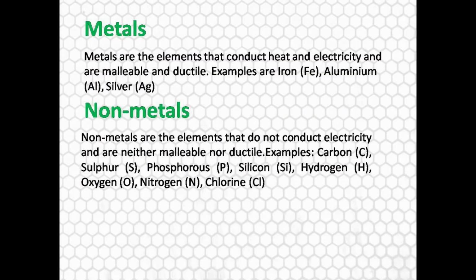Okay, metals are those elements which conduct electricity and of course heat, and they are malleable and ductile. Malleable means they can be converted into thin sheets, and ductile means they can be converted into thin wires. Examples for the metals are iron, which is Fe, aluminium Al, silver Ag.